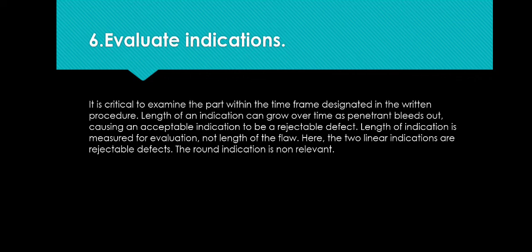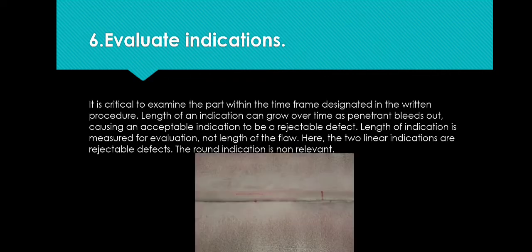Here, the two linear indications are rejectable defects. The round indication is relevant. In this figure, we can see that there are two linear indications and one round indication. The two linear indications are rejectable because that is the pseudo indication and only the round defect is considered.